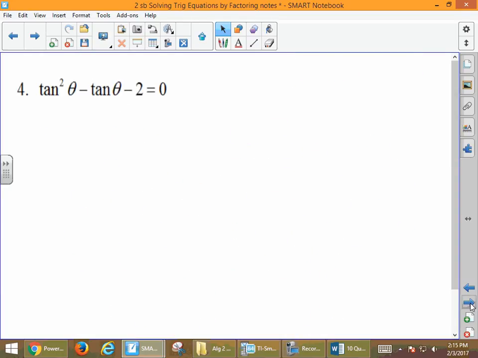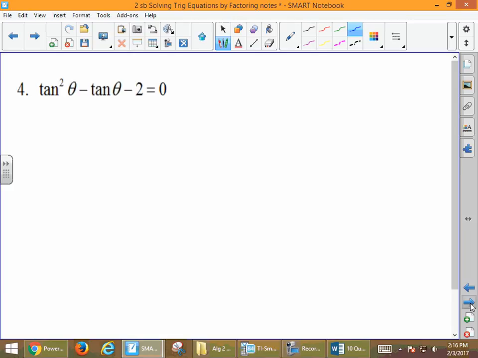So now, this next one is a little bit harder to solve, but I think you guys are actually going to find it fairly easy once we get started. The issue we have is tangent squared minus tangent theta minus 2 equals 0. Do we have a GCF? We don't have a tangent in our 2, though, so we can't take out a GCF.